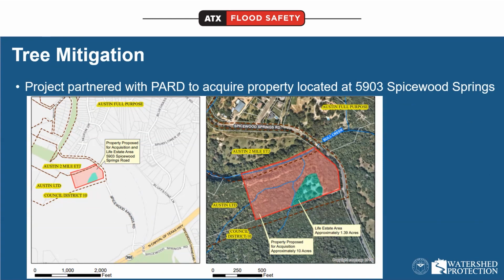And for this project, we're able to partner with PAR to acquire a property. It's located at 5903 Spicewood Springs. We're partnering with them so we can preserve that property with all its trees and vegetation. It was a good opportunity because it's located in the same watershed and relatively close to the project site. So it was sort of a win-win situation that we could partner with PAR in this instance.